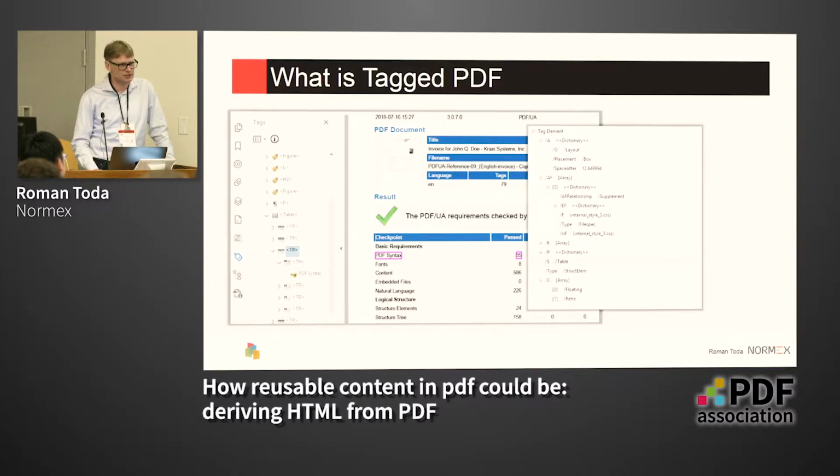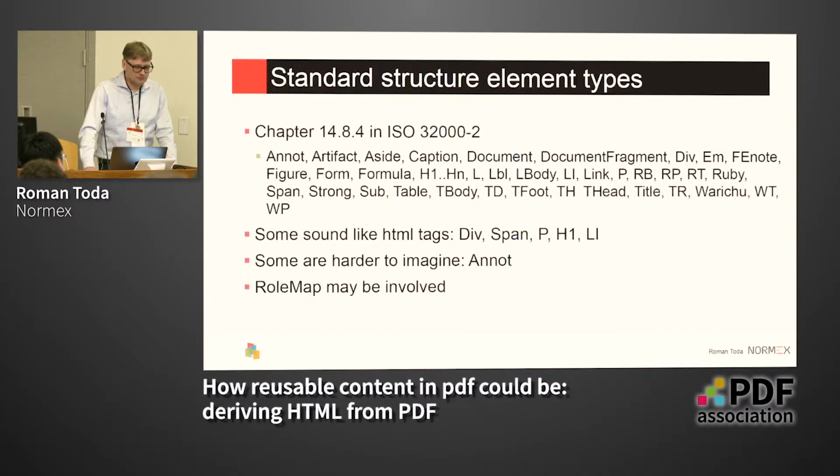So you're not losing anything with tagging the file. You still don't have to use them. PDF is still able to be printed, read. You can do whatever you want as you used to, but much more. PDF describes a lot of standard structure element types. So that's the language we use in PDF to describe the semantic.